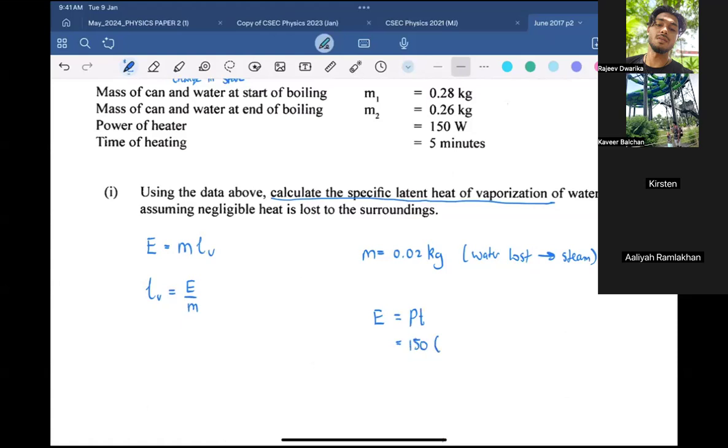And when in physics, when we're working with time, we have to convert the time to what? Seconds. So 5 minutes is actually how many seconds? You multiply that by what? 60. Right. So what is 150 by 5 by 60? I think 45,000. Yeah, 45,000.